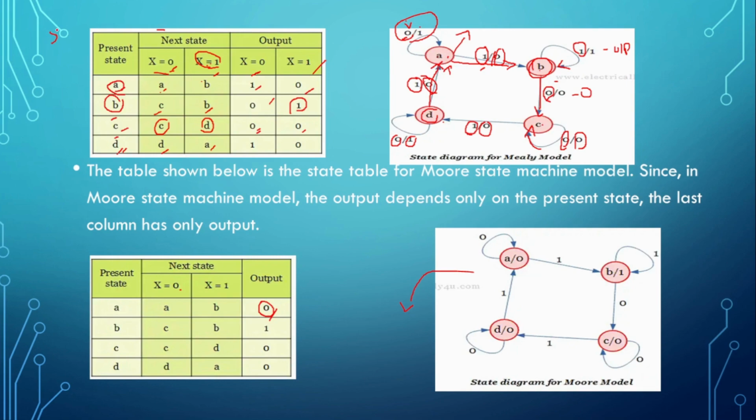This is the state table for the Mealy model. And this is the state table of the Moore model. In the Moore model, you need not mention the two inputs, that is, x equal to 0 and x equal to 1. Usually, the main difference between Mealy and Moore model is that in the Mealy model, the output depends on the present state and the input. But in the Moore model, the output depends only on the present state. That's why this column has only one output. So it is not going to bother about the input values. The same procedure is followed here also.